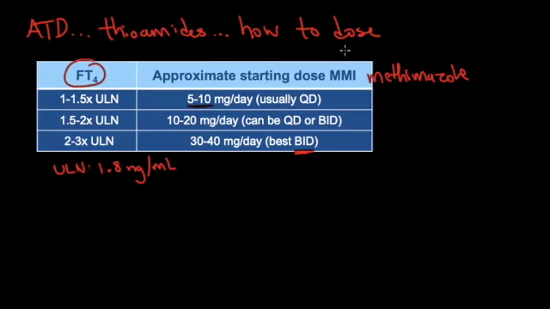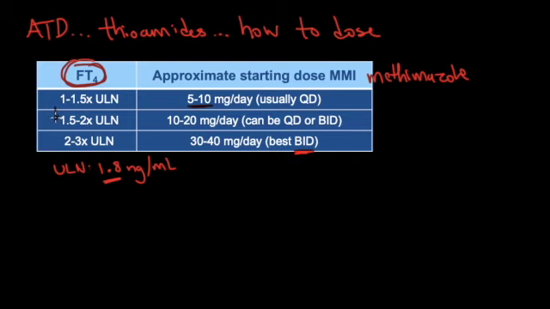So how do we dose the thioamides? We want to look at FT4 when we dose these guys. We want to know the upper limit of normal, so 1.8, and go based on that. So if we're a little bit above, we want to do 5 to 10 milligrams a day, which is usually daily because that'll be easy.